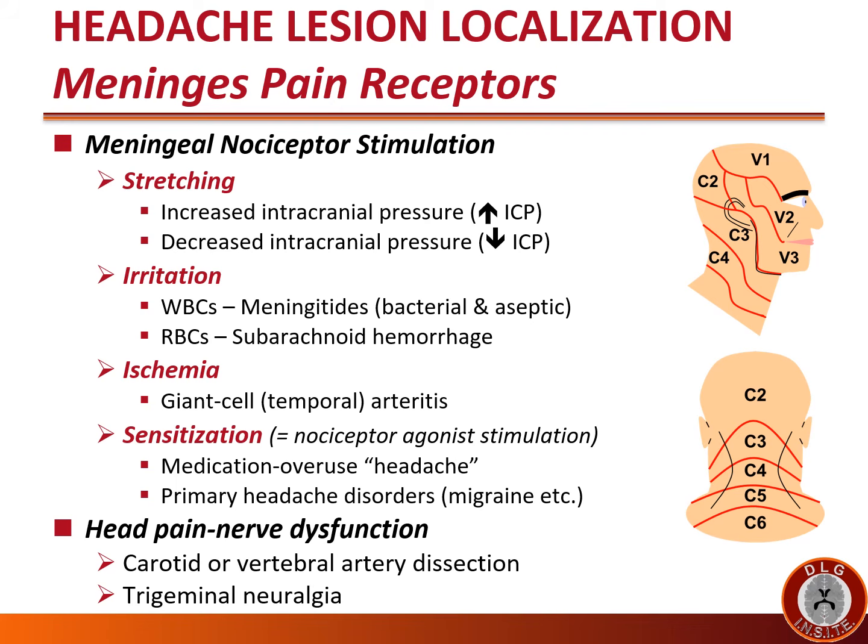Sometimes people have head pain that maybe the doctor would not call headache, would call pain, but the patient might call headache. And so you can have head pain from nerve dysfunction in patients with carotid artery dissection, vertebral artery dissection, or trigeminal neuralgia that a patient may consider a type of headache.